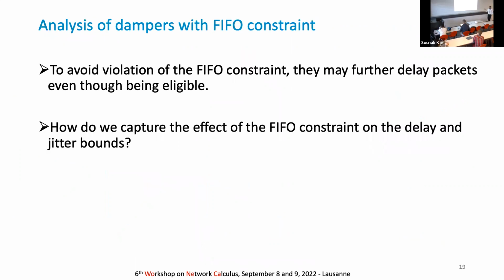We have seen the analysis for dampers with tolerance. Now we would like to repeat the analysis for dampers with FIFO constraint. The main issue here is that dampers with FIFO constraint, because of this constraint, may delay packets further: some packets may already be eligible, but they are not sent because the damper wants to preserve the FIFO constraint. Now we would like to capture this effect in the next slides.